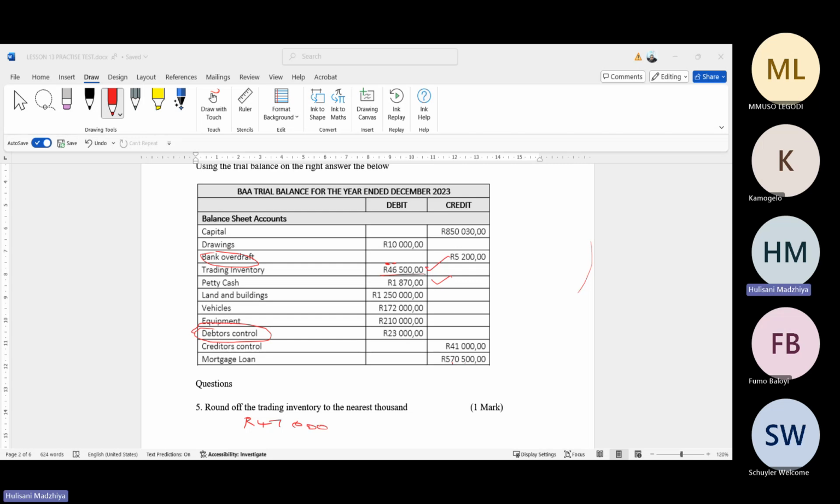So that's how you might be able to define what a current asset is and identify from the statement provided which of these you can actually convert into cash within a year. Trading inventory, petty cash is already in cash format. Equipment we cannot convert, but debtors control we can convert because these are customers that owe us and have bought from us, and therefore they will have to pay us within a period of a year.